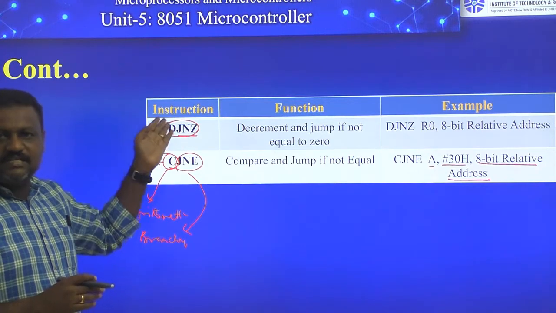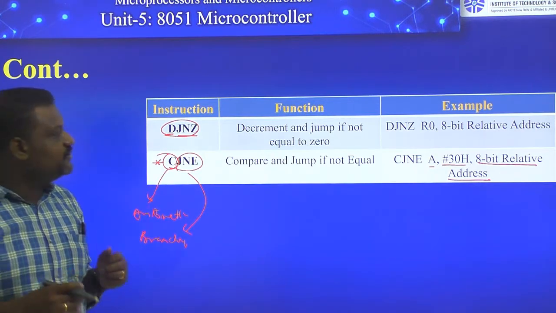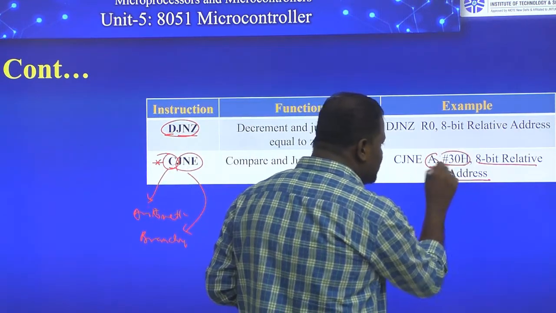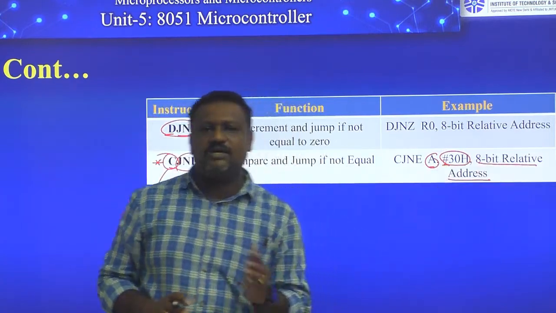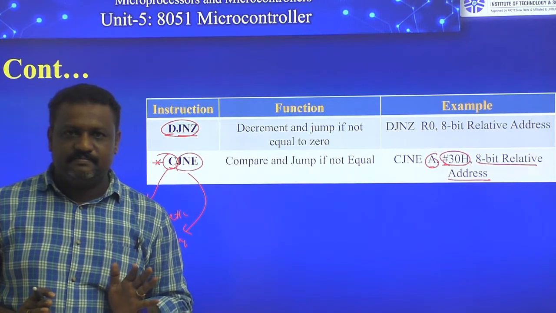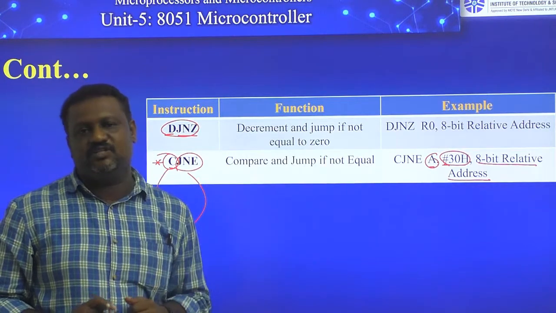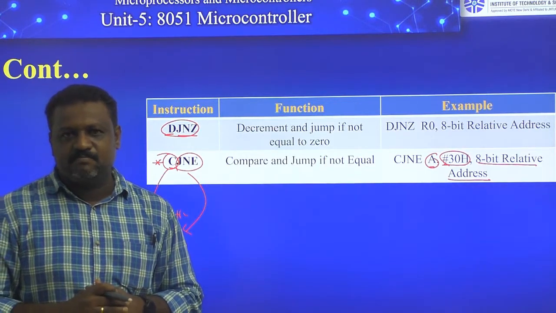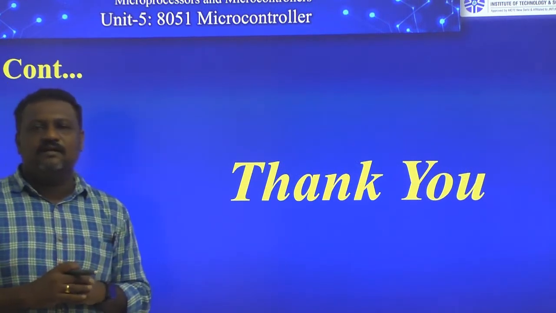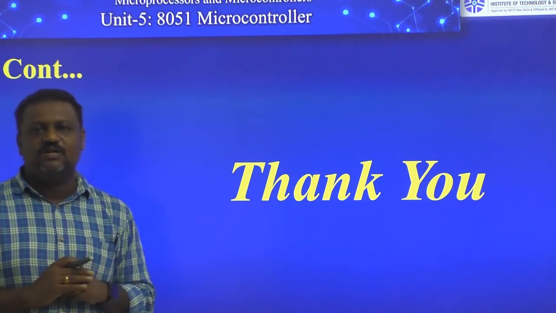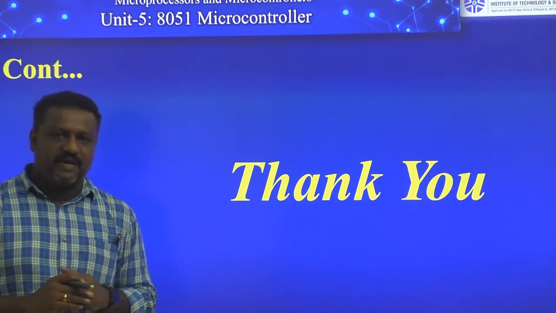In the previous case also, it is an arithmetic instruction decrement and a conditional jump instruction JNZ. Similarly, here also first we compare the accumulator value with this immediate value 30H. If these two are not equal, then consider this relative address to reach the destination. Otherwise, you simply ignore that instruction: CJNE A comma #30H comma 8-bit relative address. So this is about our branching instructions. I hope you understand the branching instructions of the 8051 microcontroller. So with this, we finish the instruction set of the 8051 microcontroller.